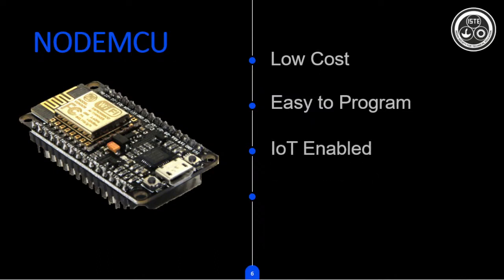As I said before, it's an IoT enabled chip. You have the Wi-Fi sensor inbuilt in the NodeMCU. You can see here it's written as Wi-Fi. The official symbol of Wi-Fi is here. So it's an IoT enabled chip. You can directly connect to the internet using this chip.